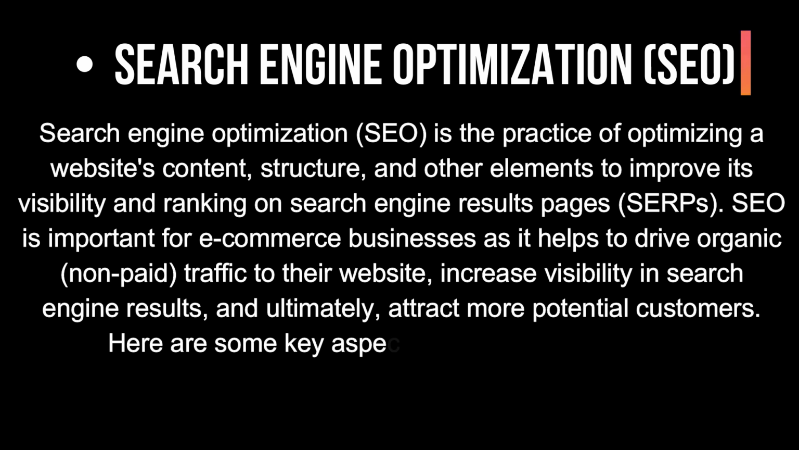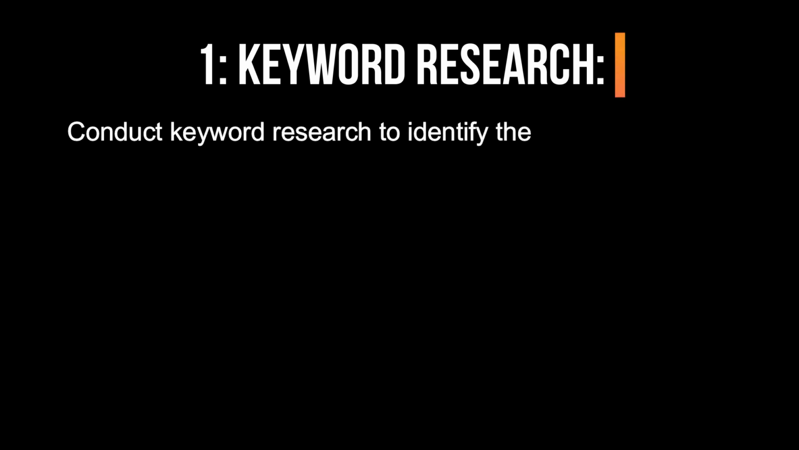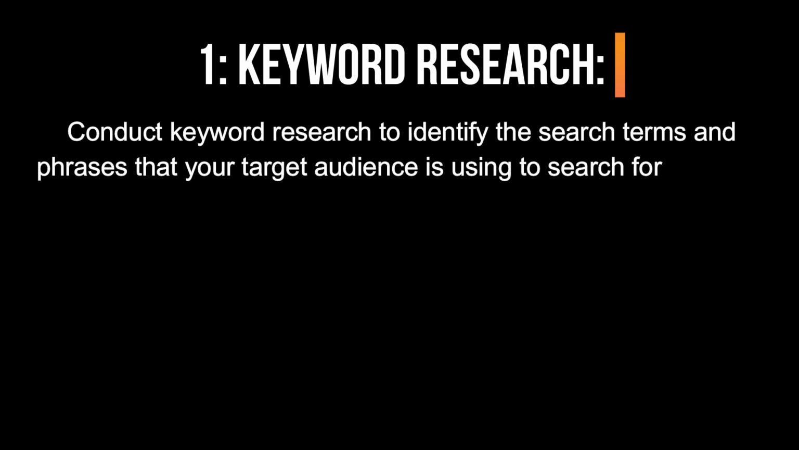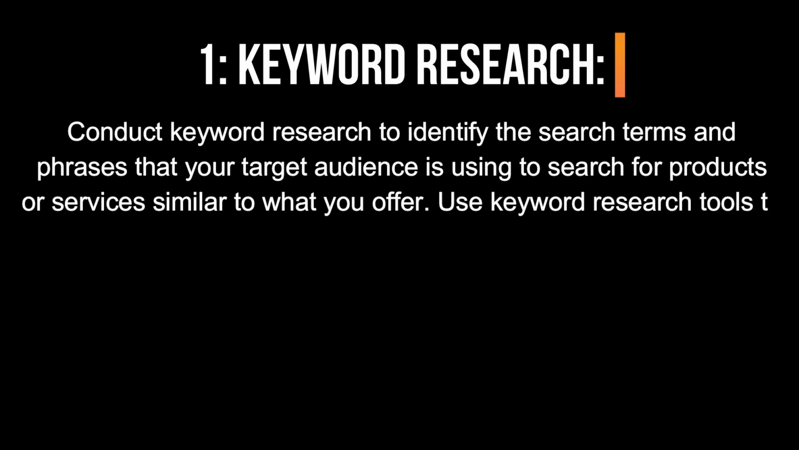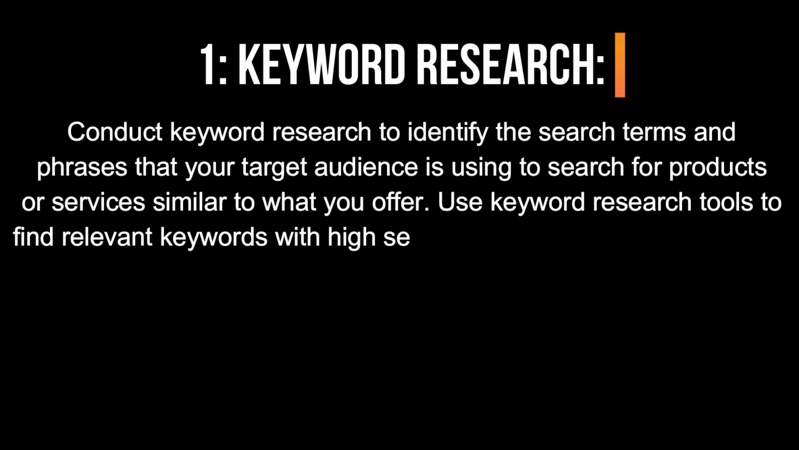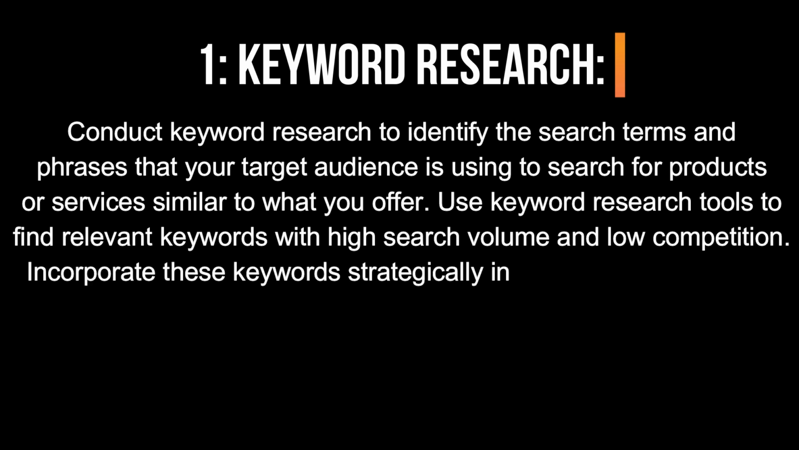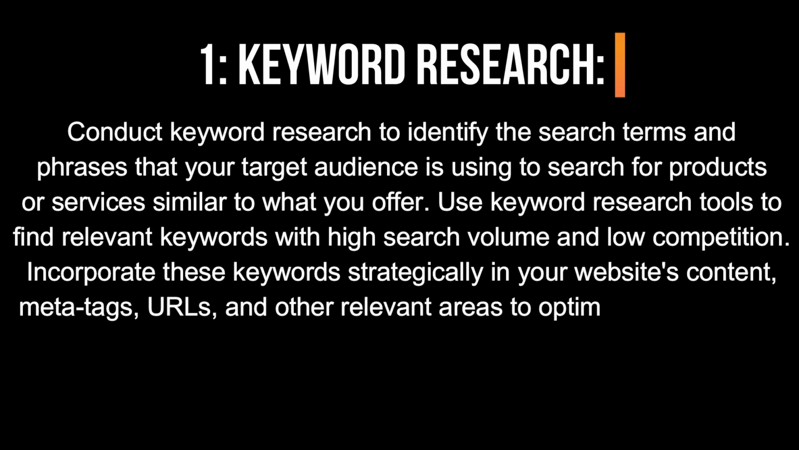Here are some key aspects of SEO for e-commerce. 1. Keyword research. Conduct keyword research to identify the search terms and phrases that your target audience is using to search for products or services similar to what you offer. Use keyword research tools to find relevant keywords with high search volume and low competition. Incorporate these keywords strategically in your website's content, meta tags, URLs, and other relevant areas to optimize your website for search engines.